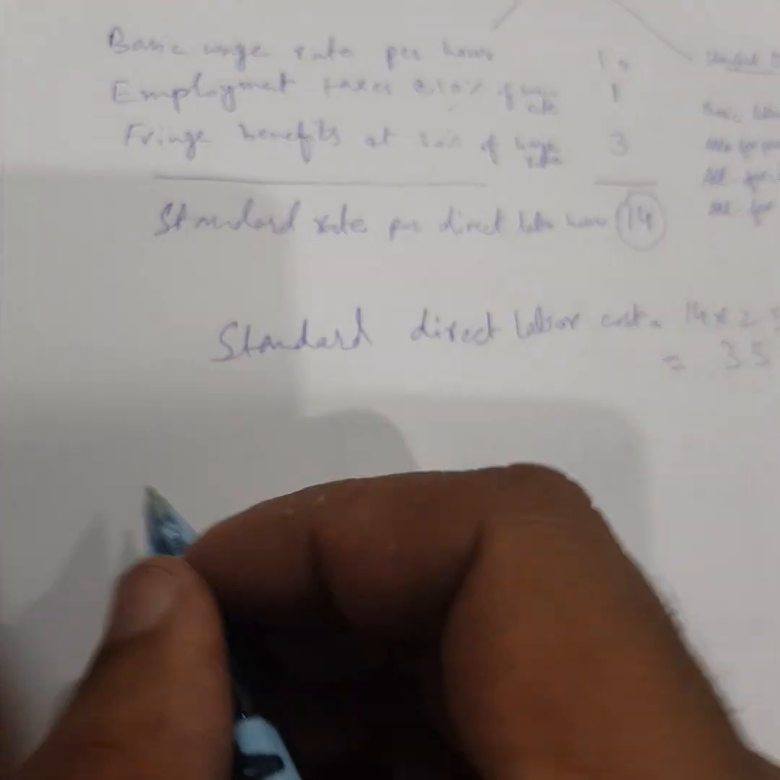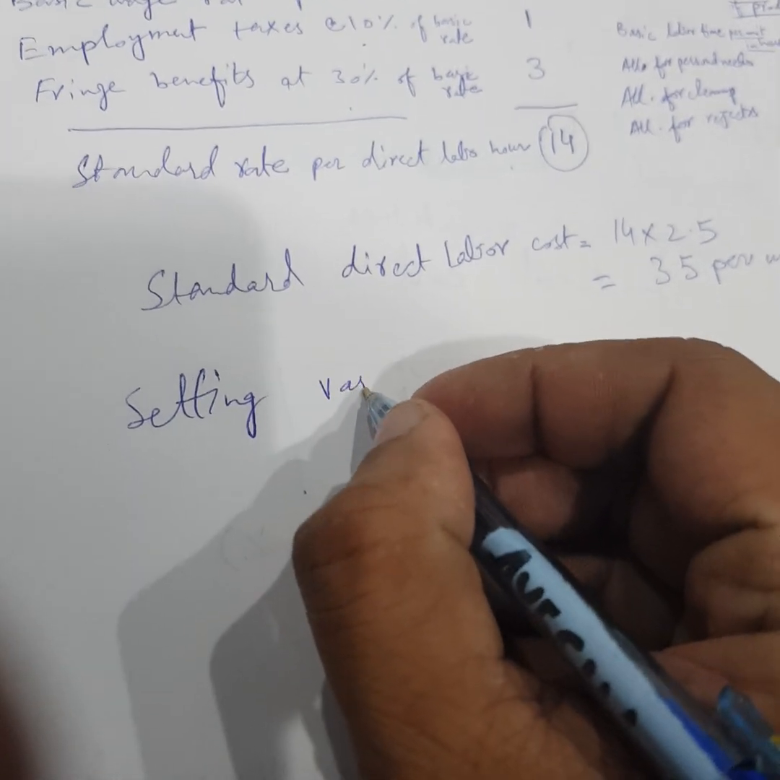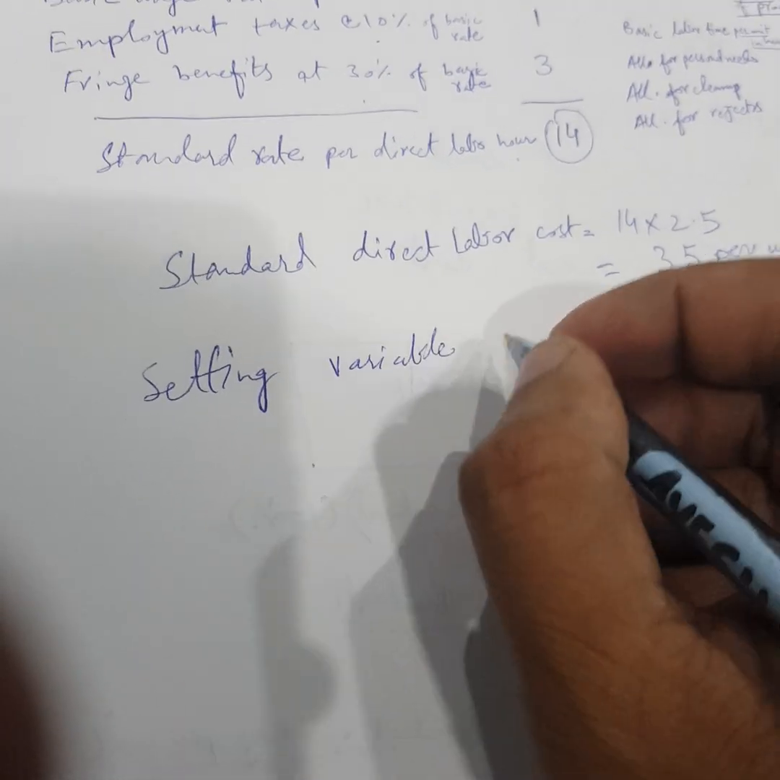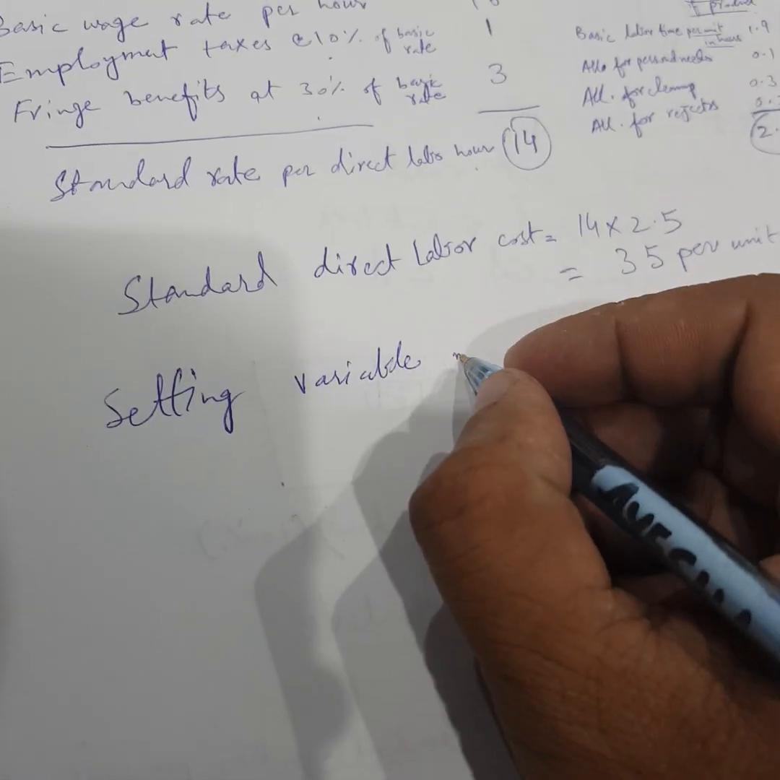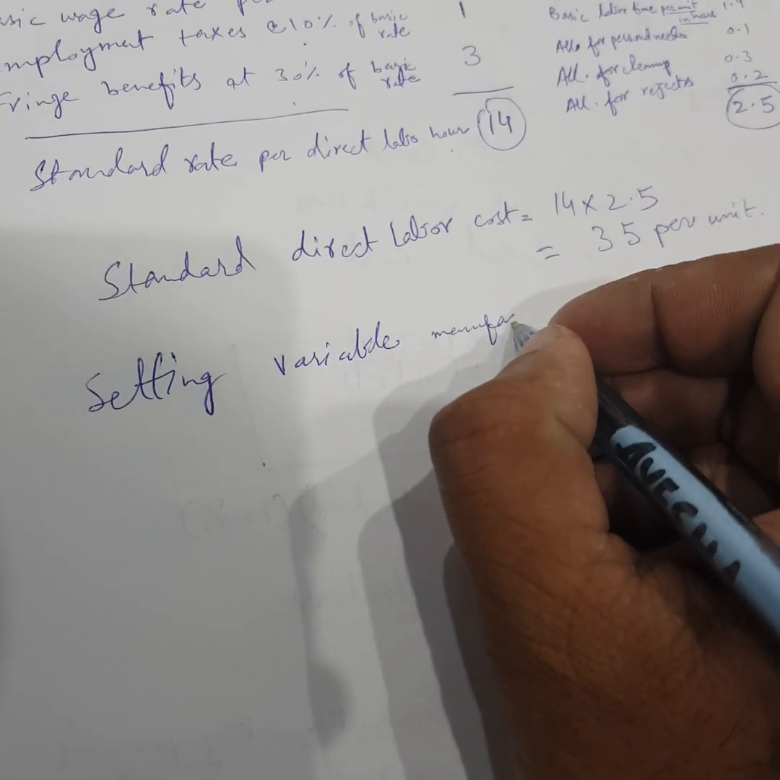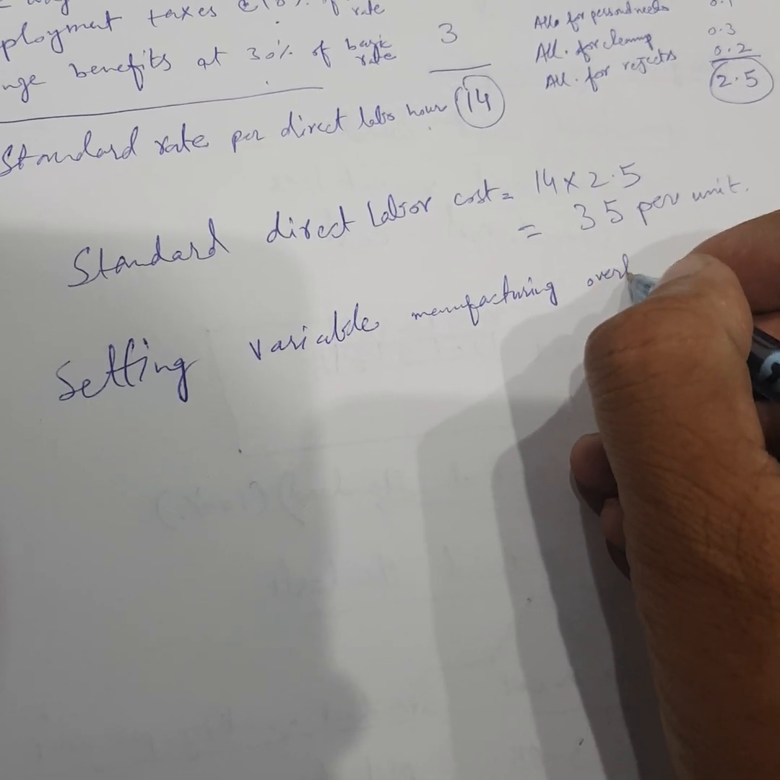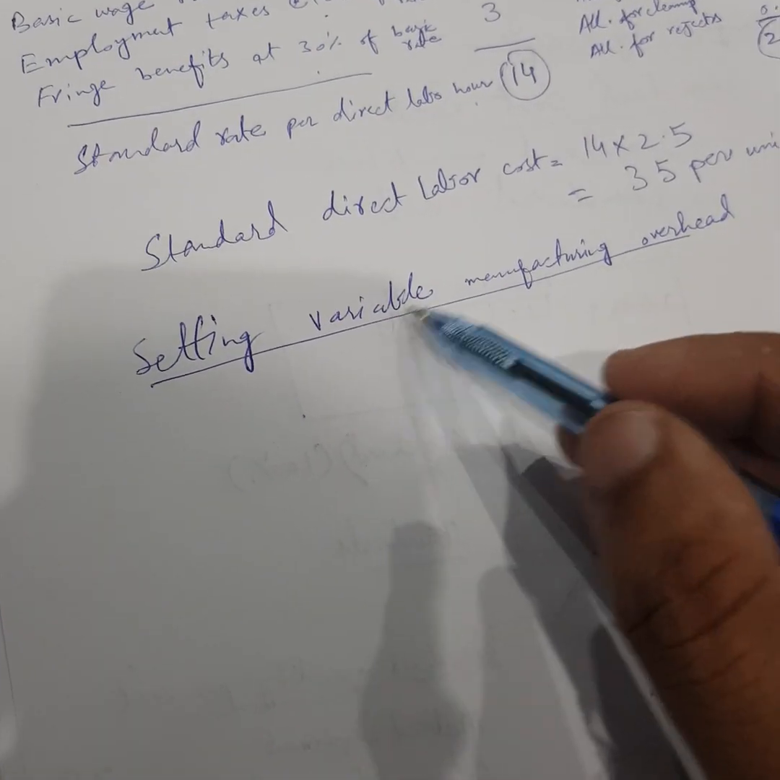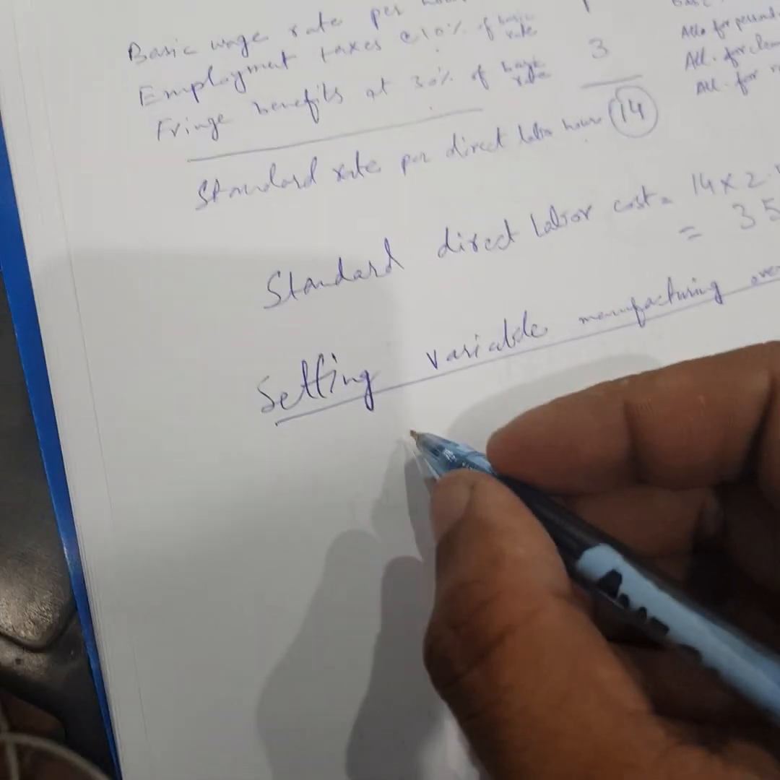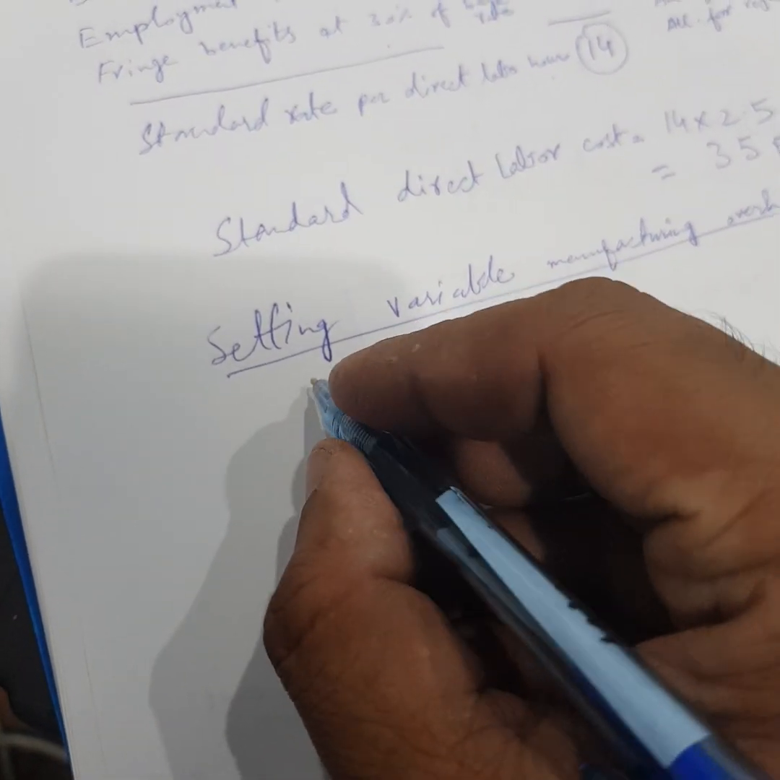Then comes the concept of setting variable manufacturing overhead. For setting variable manufacturing overhead cost, we will be given two types of rates.